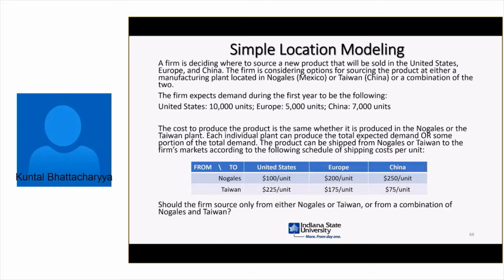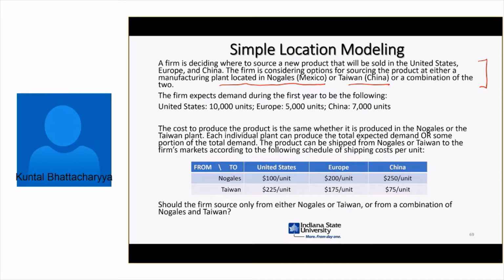So let's look into a very simple setup, okay? A firm is deciding where to source a new product that will be sold in the US, Europe, and China, okay? It's considering options for sourcing the product at either a manufacturing plant located in Nogales, Mexico, or in Taiwan, China, or a combination of both of them, okay?